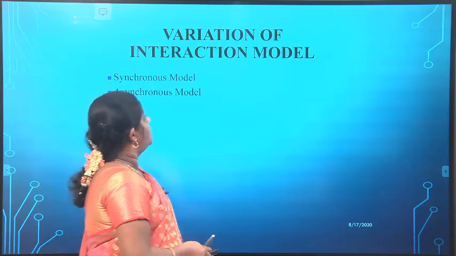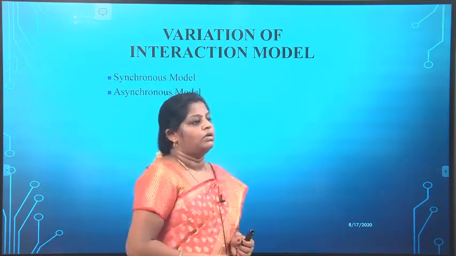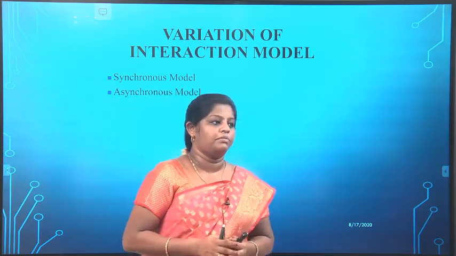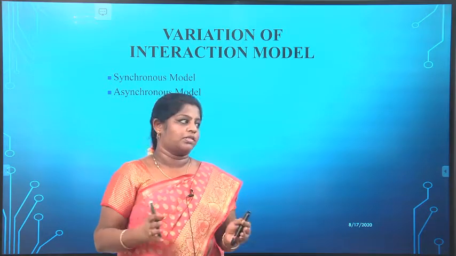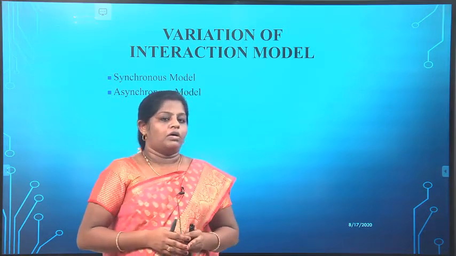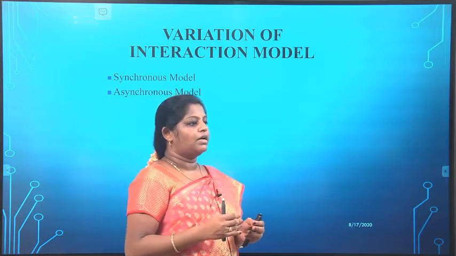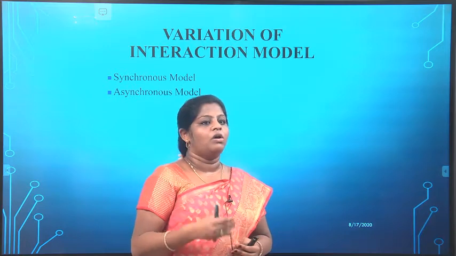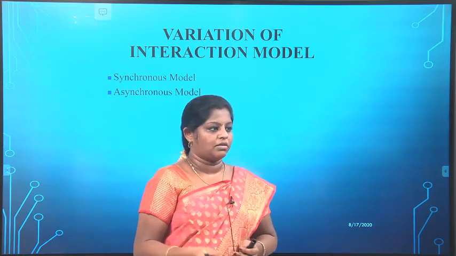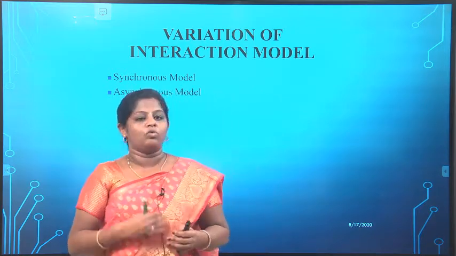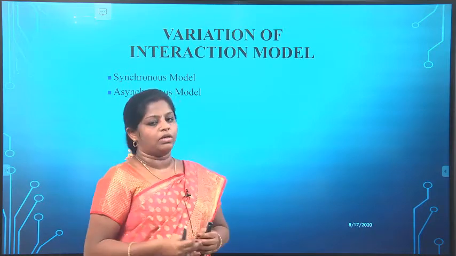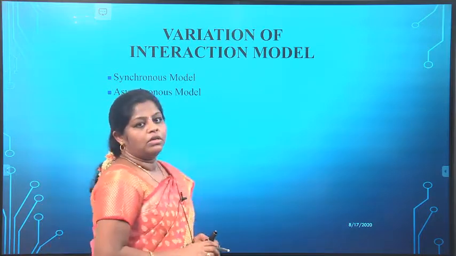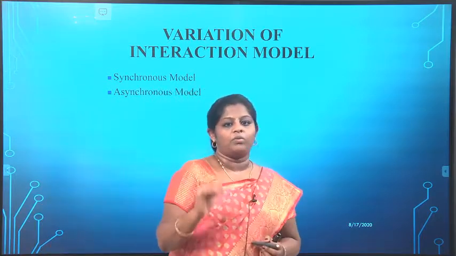Next we'll see the variations of the interaction. In a distributed system, it is hard to set time limits on the time taken for process execution. Not only process execution, it is hard to set time limits on message delivery, and also on the clock drift. So there are two models based on time: the synchronous model and the asynchronous model. Now we'll see one by one what the synchronous model and the asynchronous model are.